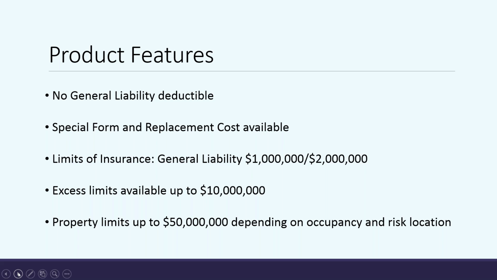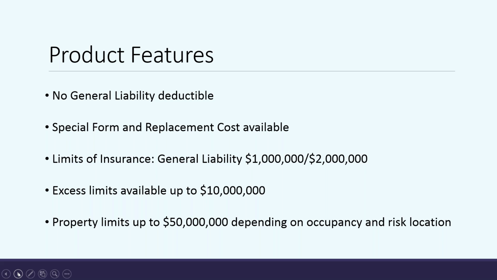If it's an older building, again, we're looking for the updates, complete and full updates within the last 30 to 35 years. Otherwise, we can do basic ACV if they don't have those updates, or it's not a newer building where we're not as concerned about the updates. GL limits are going to be your standard 1-2. We have some markets that will offer 2-4, but most of our markets do offer 1-2, but not a problem if they need higher limits. We have excess markets available where we can write you an excess up to $10 million if that's what they're needing.